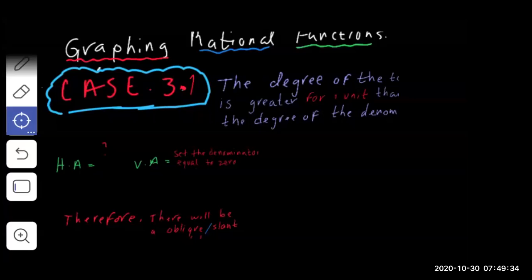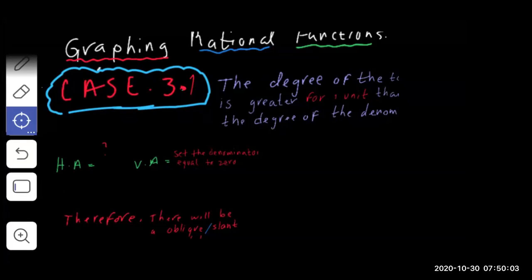What is that? For example, if you have something in the numerator like x squared, that's the highest degree, and the denominator is x to the first power. Okay, what are we going to do, guys, in case 3.1? The first thing that we try to do when graphing any rational function, regardless of the case, is to find the horizontal and vertical asymptote. That's the first key. That's the most important thing when graphing it.